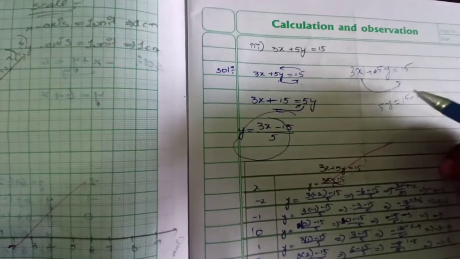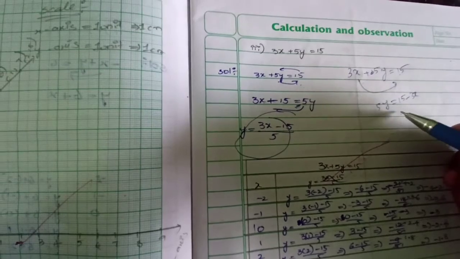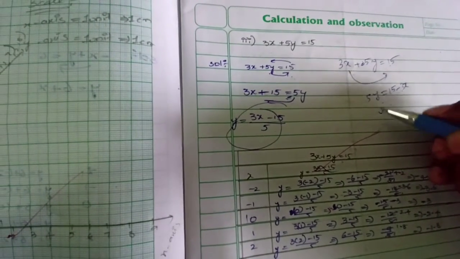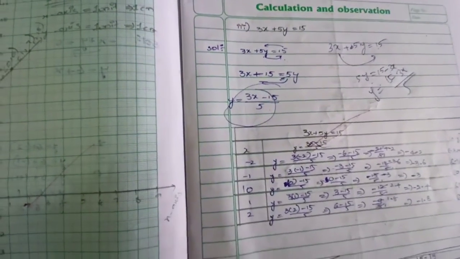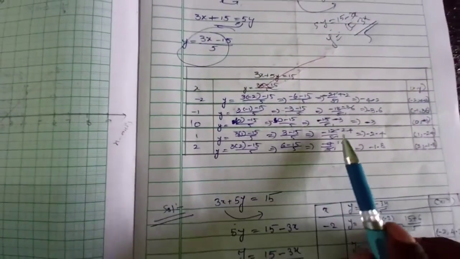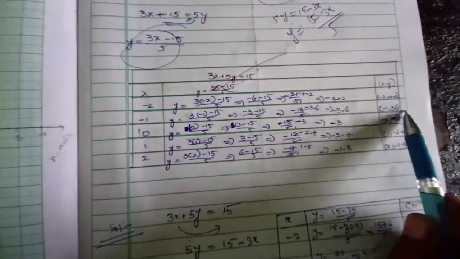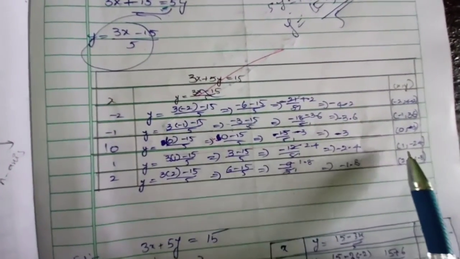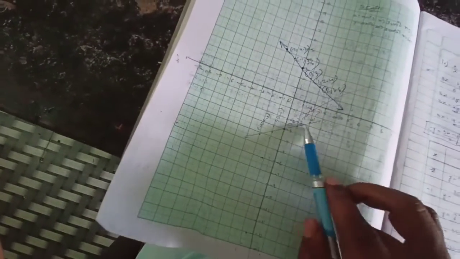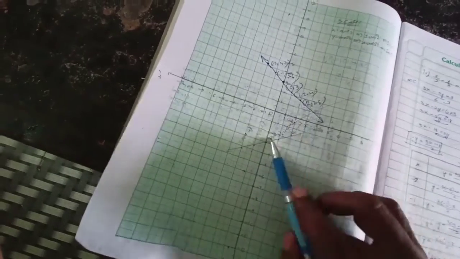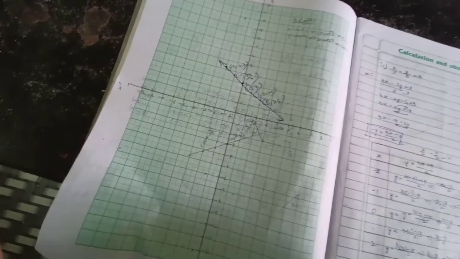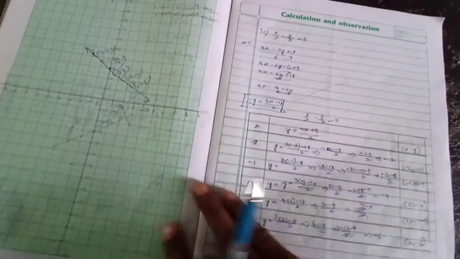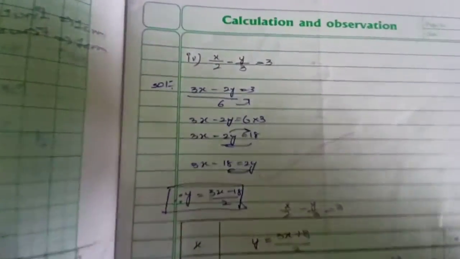See, this plus 3x should be transferred to this side. Then 5y equals 15 minus 3x, y equals 15 minus 3x by 5. Then they will get the correct answer. Otherwise, what happens is they may get the same points, but the graph they get is absolutely a mirror reflection. Ultimately the graph will be wrong. This mistake should not happen. You have to be careful when you are writing y equals.